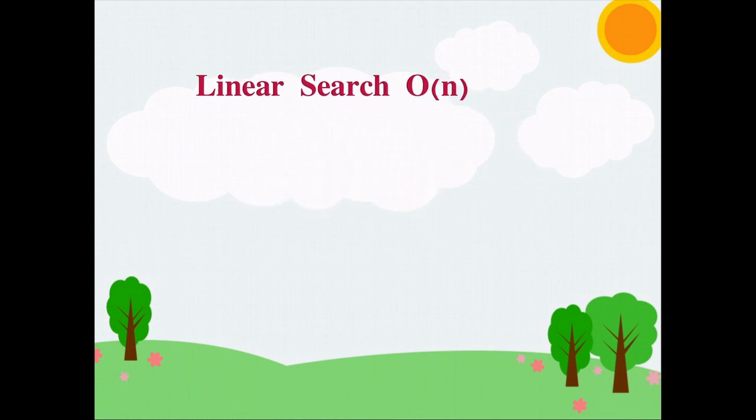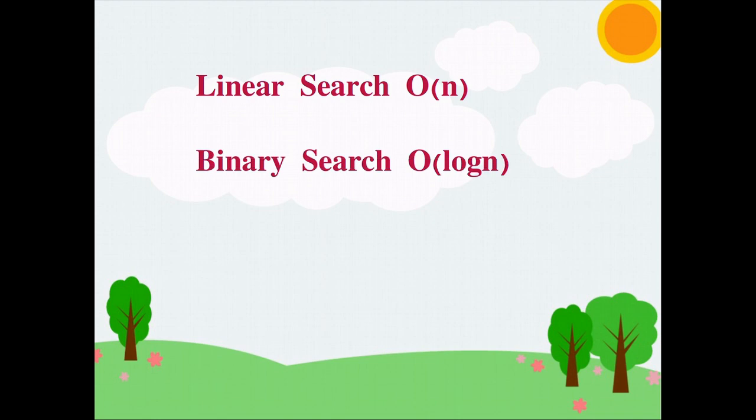One of them is linear search. The complexity of linear search is O(n). Another search algorithm is binary search, and the next one is hashing. I'm just discussing these three search algorithms right now. There are some more search algorithms, but these are the ones we majorly use.